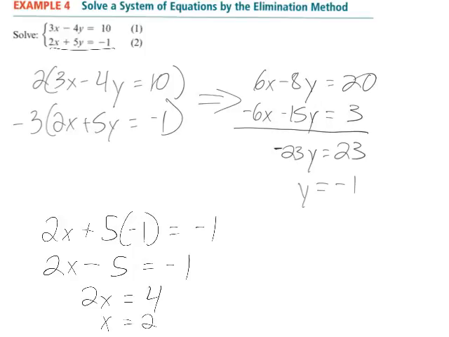Your answer is always an ordered pair because it's actually the point of intersection between the graphs of those two equations. So our solution would be (2, -1). Okay? And that's how you do the elimination.